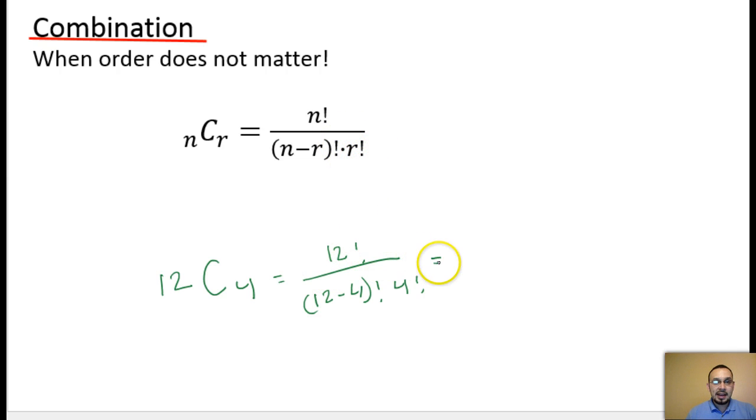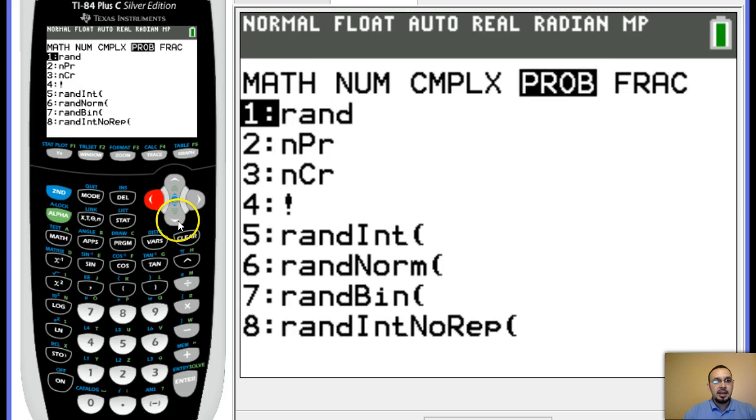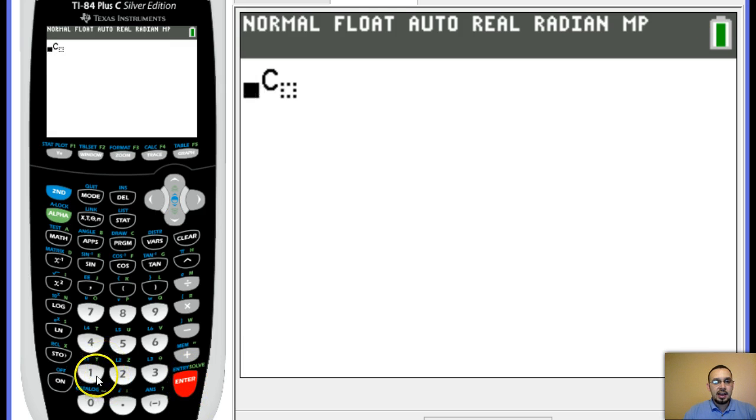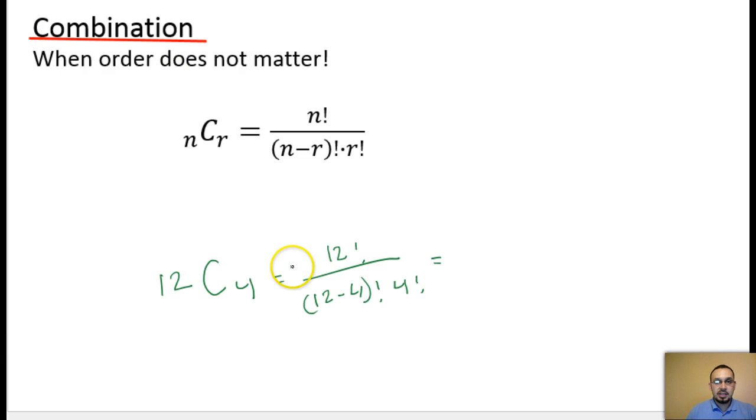We can multiply that out the long way, or we can use our calculators. Go to math, back to our probability tab, and the third option is n choose r. If I had 12 baseball cards and I chose 4 at a time, I end up with 495 different combinations. So I can view my packet of 12 baseball cards 495 different ways, 4 at a time. That's combinations. I think it's the easier of the two, just because order doesn't matter and you can calculate it quickly.